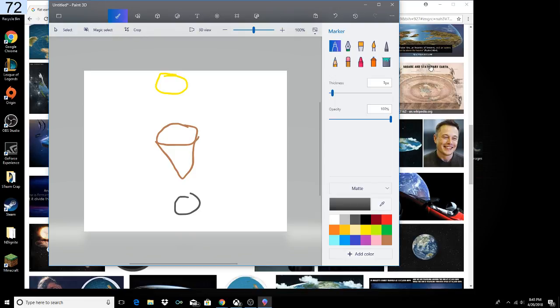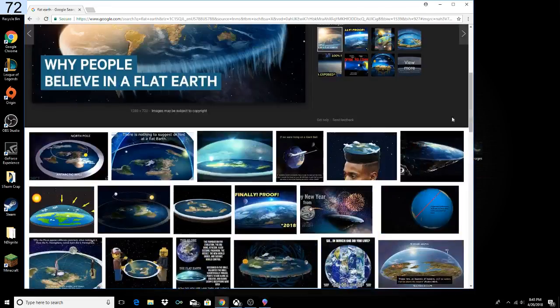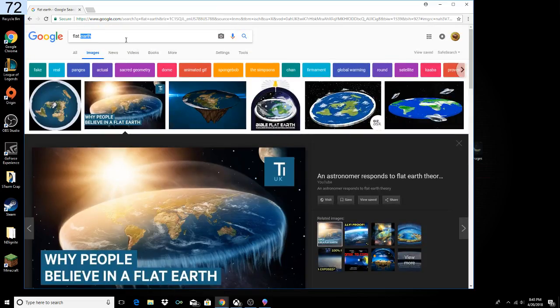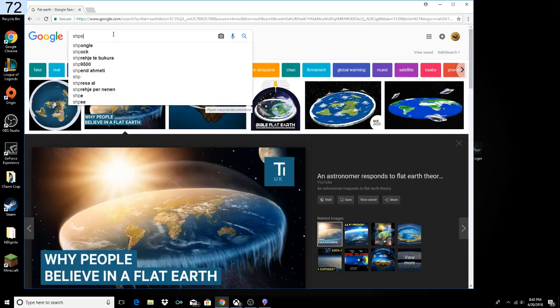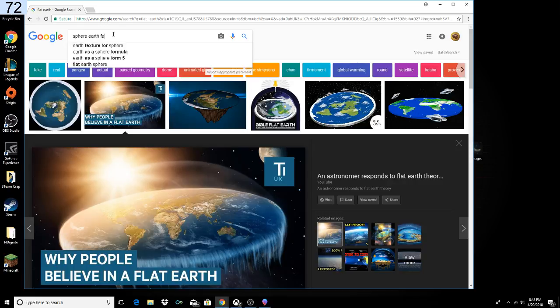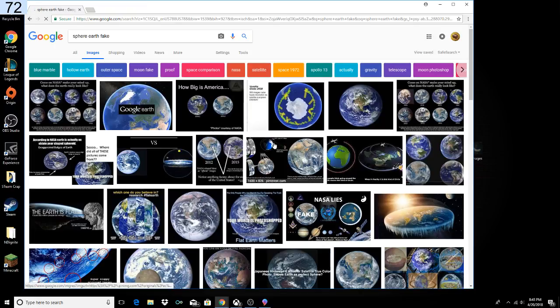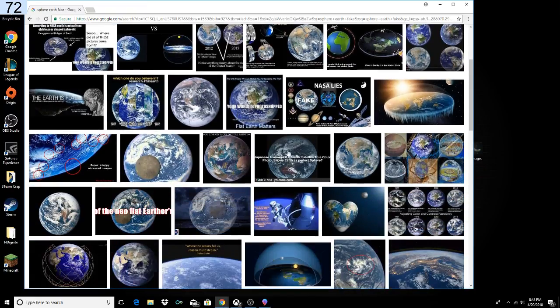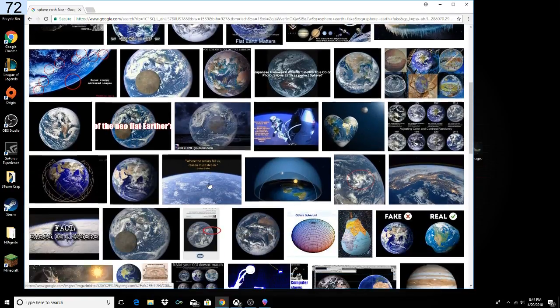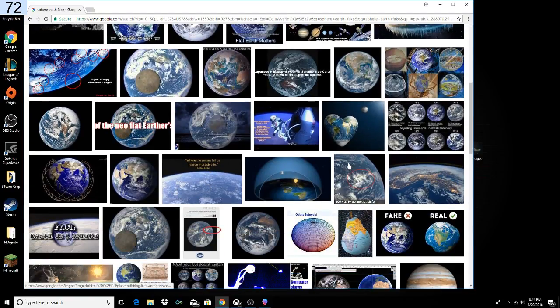Alright. Now, with some hard evidence of how the spherical Earth is fake. Okay, I will prove it. I'll use some solid evidence of how the round Earth is fake.